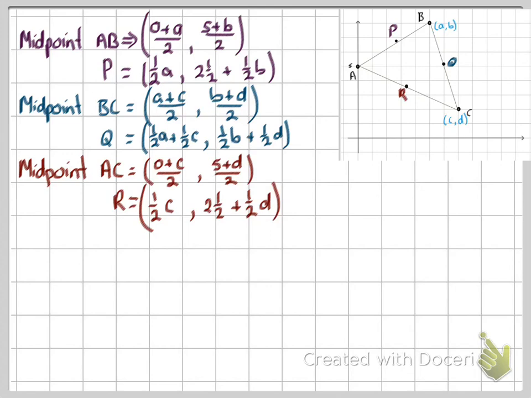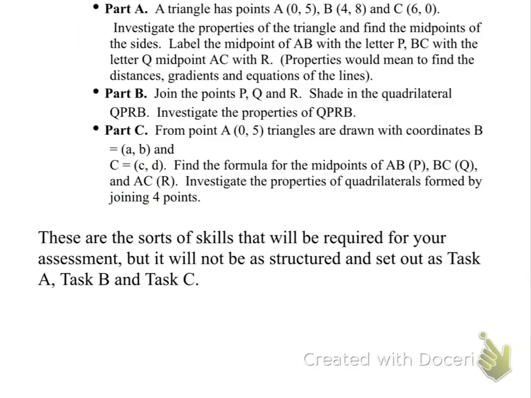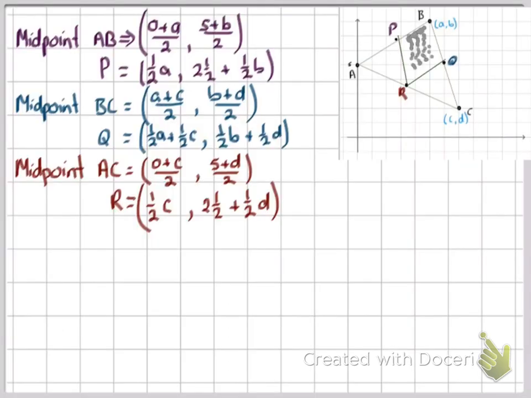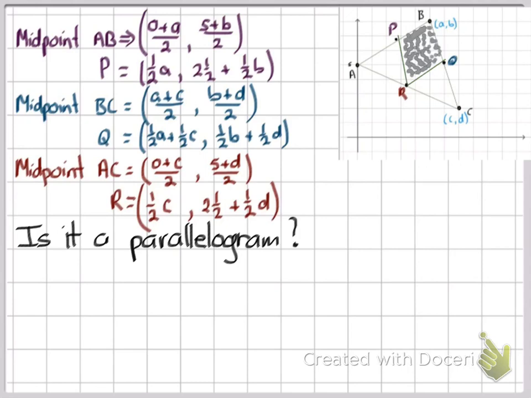Now we have to join 4 points. I'm going to join P, B, Q, R, and that forms a quadrilateral because we're asked to investigate the properties of quadrilaterals formed by joining 4 points. I could have done PQAR, I could have done PQAC, I could have done BQRA. Some of those would form trapezium shapes, or look like trapeziums. We'd have to prove it, but these ones here form quadrilaterals that look like parallelograms. So is it a parallelogram? We're going to investigate the properties.